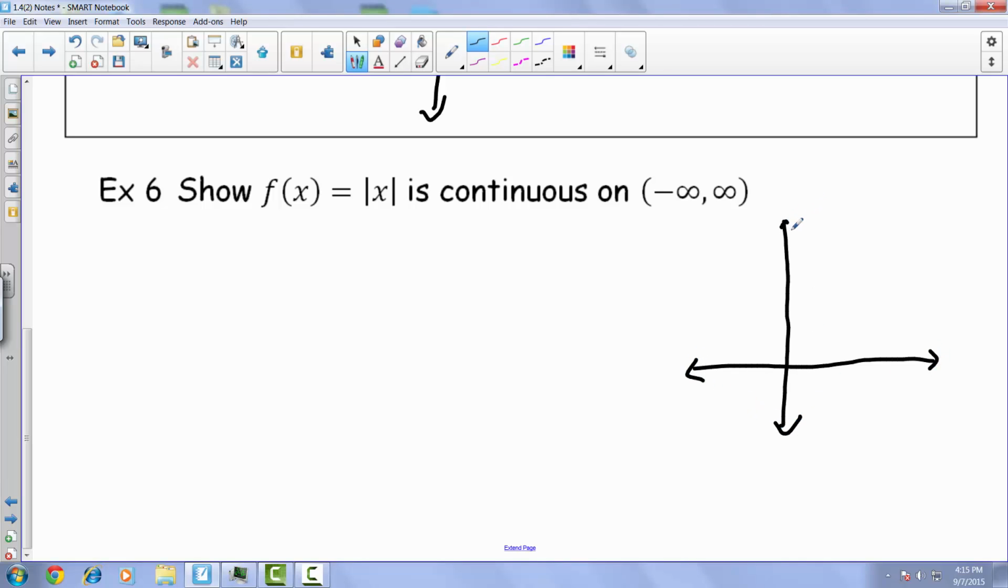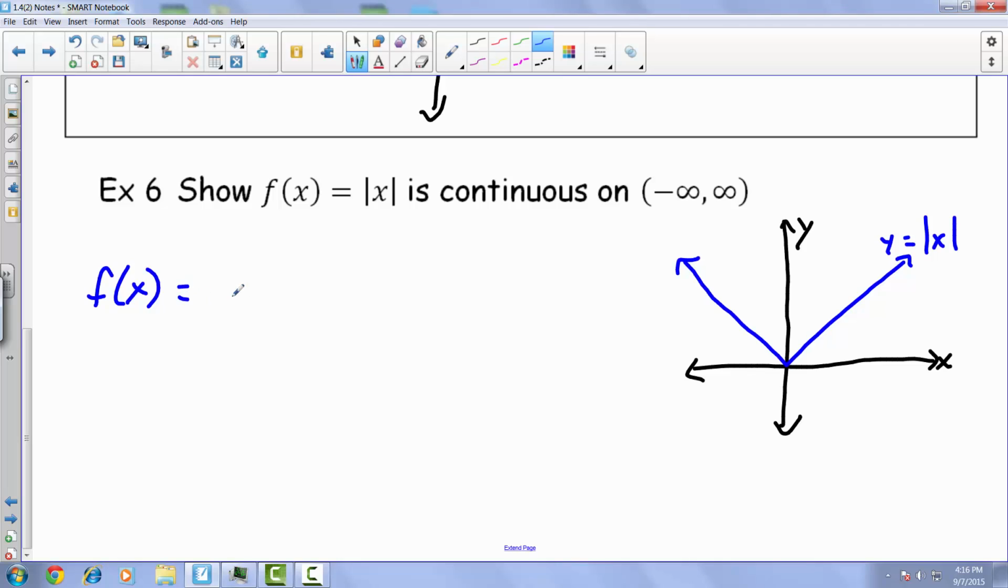Here's my x and y plane. And we know that the absolute value of x is simply a V that opens upwards. So we've gone ahead and drawn that function. Let's now write out what this function, the absolute value of x, is in terms of a piecewise function. The reason why we're doing it in terms of a piecewise function is that it's going to help us in proving this.